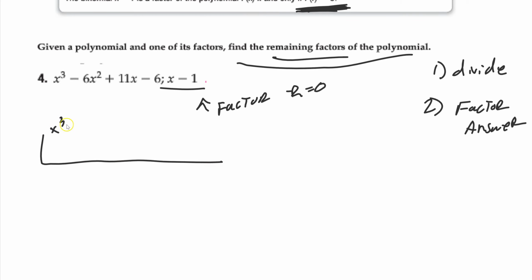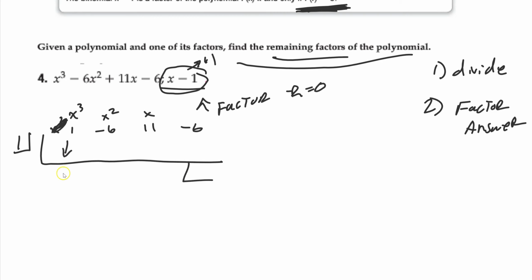X cubed. Coefficients 1, -6, 11, -6. This is x cubed, x squared. Again, remember, in this case it's x minus 1, so we use the opposite, positive 1. The last one's always the remainder, and we always bring the first one down. So bring the first one down, multiply across, I get 1. Add down, -5. Multiply across, -5. Add 6. Multiply 6. Add 0. So it works. It was right.